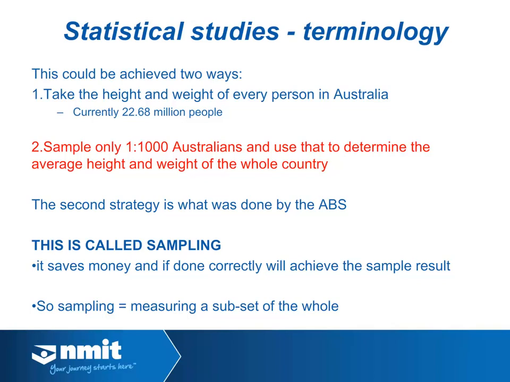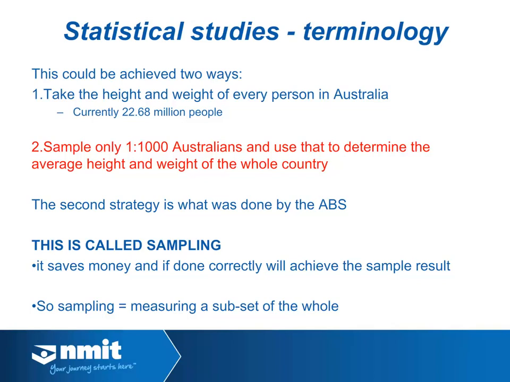Now, that's an extremely comprehensive way of doing it, but it might actually not even be possible to find all 22.68 million people or convince them to come in to get their height and weight measured. They may be incapable, they may be sick at the time, they may be overseas, and it'll be extremely expensive. If it took you a minute to do the height and weight of every person in Australia, it would take you 22.68 million minutes to take those heights and weights.